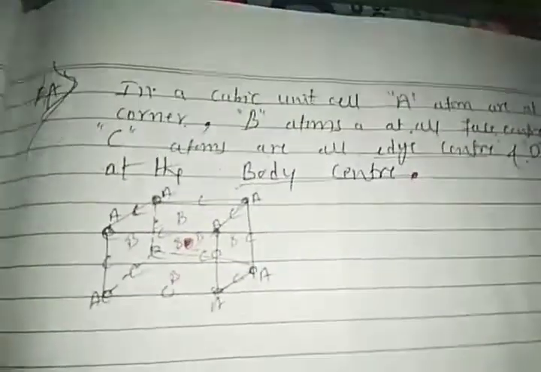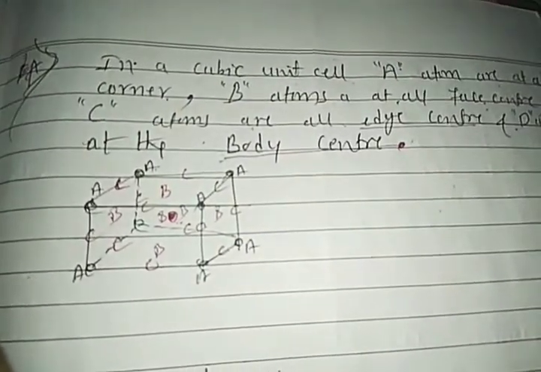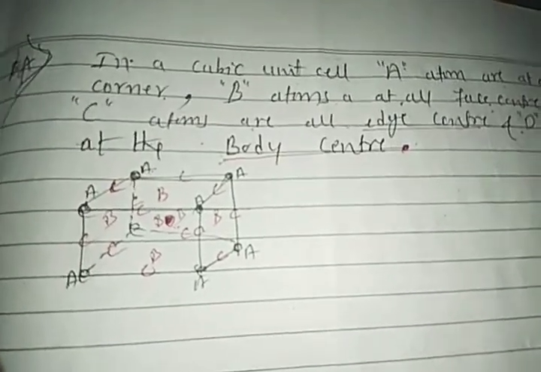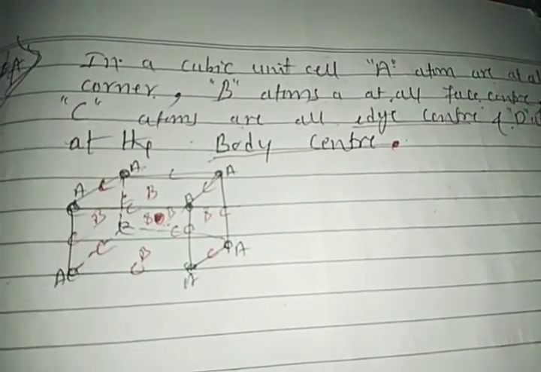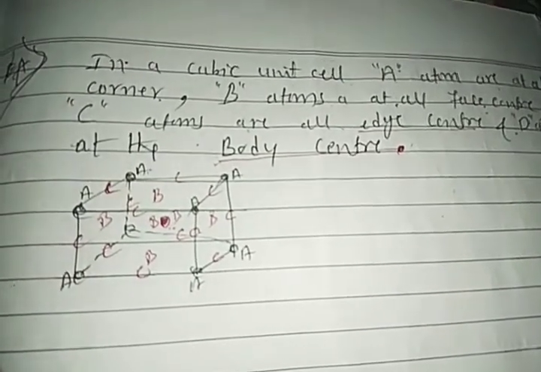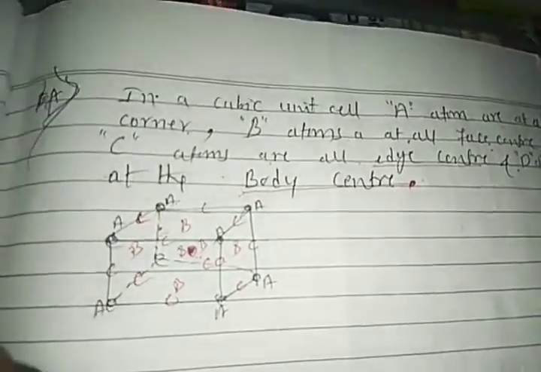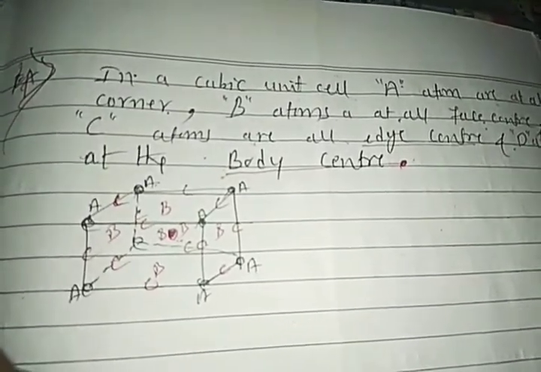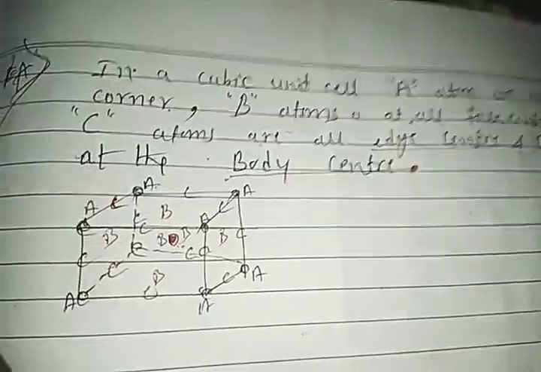Right friends, understood? So this is the fourth example. This is one of the important examples, students. In this example we mentioned all the things: face center, body center, edge center, and corner atoms. All the things are mentioned here. So this is one of the best examples.